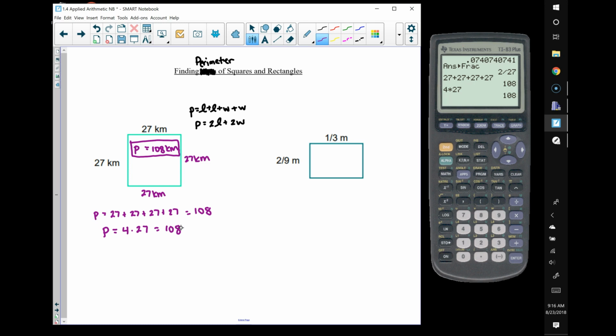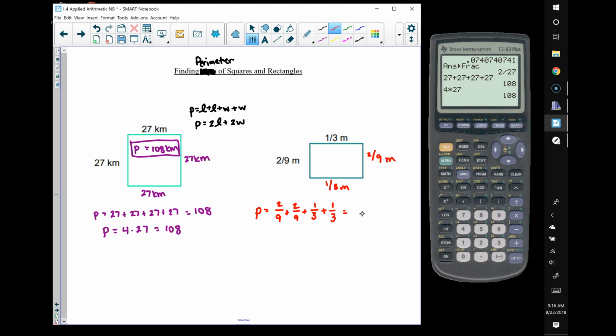The other one is a rectangle. And rectangle perimeters are a little bit different because you're not just dealing with one value. So for this particular rectangle, and we talked about this before, it's the same rectangle. I didn't change the numbers. So we already talked about how this must be 2/9 and this must be 1/3. Again, meters and meters. So now if we're doing perimeter, I'm going to add all these up. So I'm going to have 2/9 plus 2/9 plus 1/3 plus 1/3.